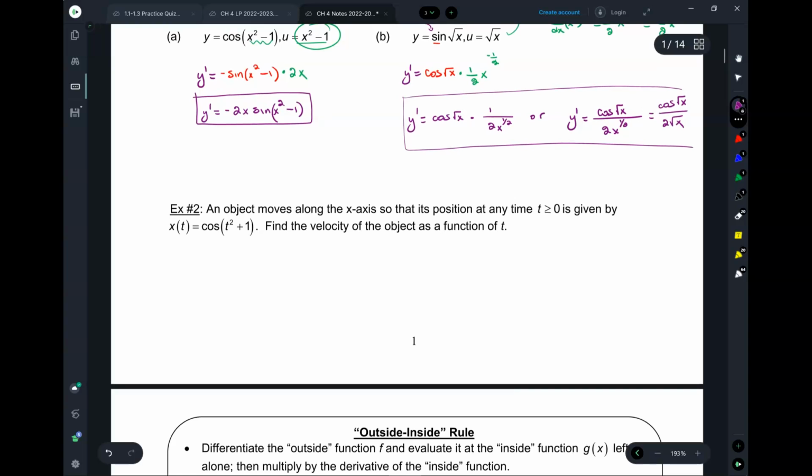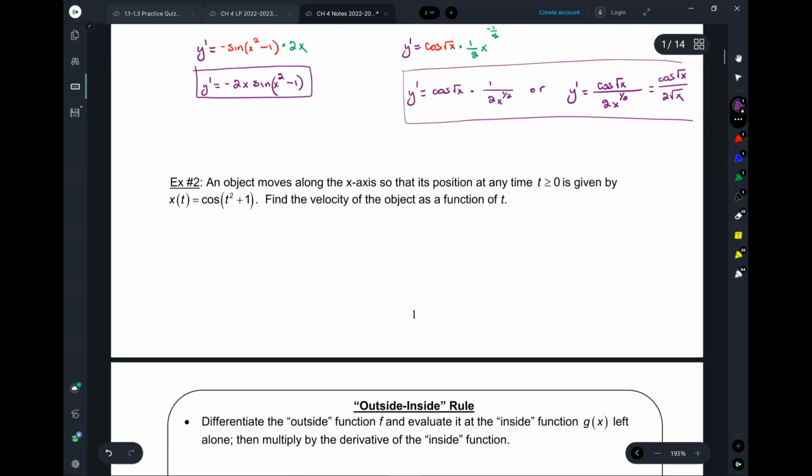Let's do this next one. An object moves along the x-axis so that its position at any time t is given by this. Find the velocity of the object as a function of t. Right, so we did this on the test. We did this in the last chapter. Let's find velocity when we're given position. V of t is equal to the derivative of position x prime of t.